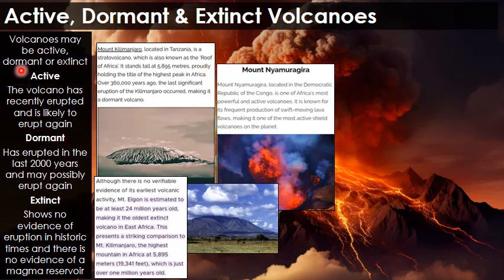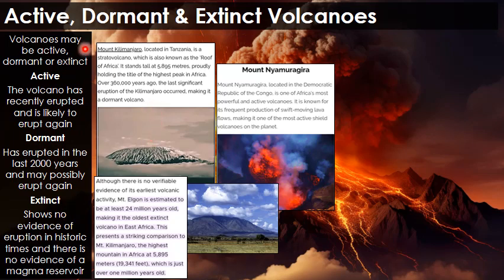And then volcanoes can be active, which means a volcano that has recently erupted and is likely to erupt again. Or a volcano can be dormant, which means it has erupted in the last 2,000 years and may possibly erupt again. Or they can be extinct, which means they show no evidence of eruption in historic times, and there is no evidence of a magma reservoir or a magma chamber with magma. So it's active, which means it has erupted recently and is likely to happen again. Dormant, erupted in the last 2,000 years and may possibly erupt again. And extinct, shows no evidence in historic times.